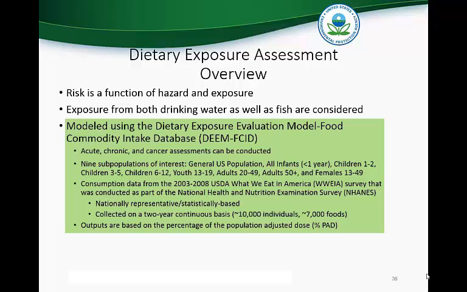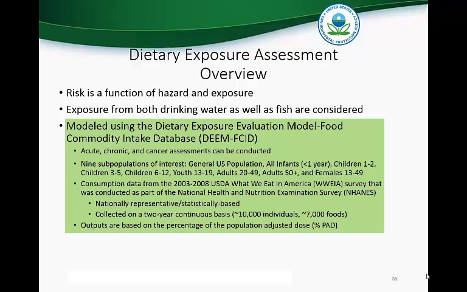Nine subpopulations of interest are looked at: the general U.S. population, all infants less than a year old, children from the age of 1 to 2, children in the age group of 3 to 5, children in the age group of 6 to 12, youth 13 to 19, adults 20 to 49, adults older than 50, and females 13 to 49.